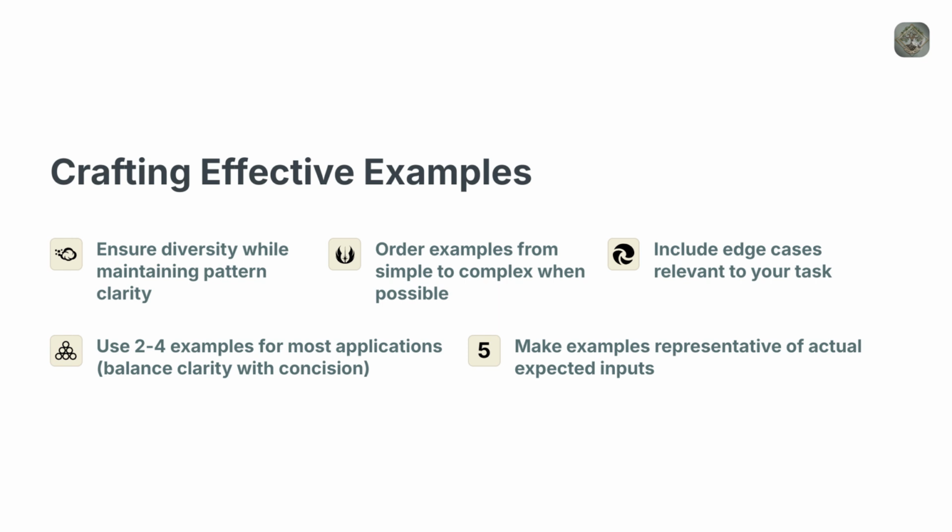Examples should vary enough to demonstrate the pattern applies broadly, but not so much that the pattern becomes unclear. When possible, order examples from simple to complex, allowing the AI to build understanding progressively. Include edge cases relevant to your task, especially if you expect to encounter unusual situations in real applications. Most applications need only 2 to 4 examples, enough to establish the pattern without excessive length.